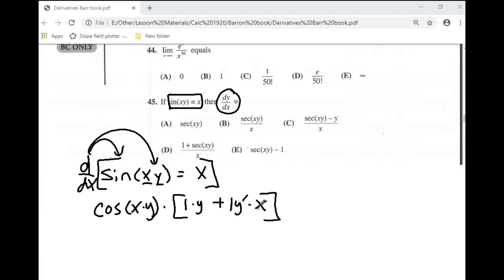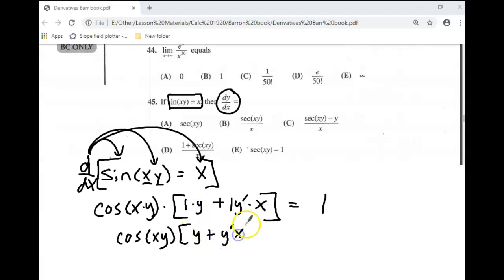All right, so then we need to apply the derivative over here also, so that equals 1. So I've got cosine of xy being multiplied with y plus y prime x.